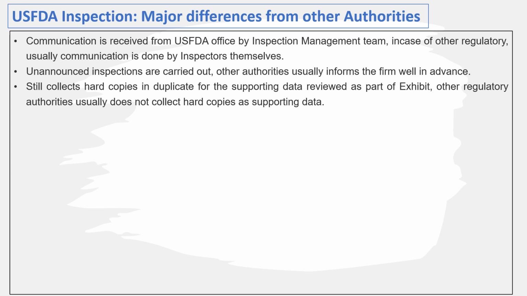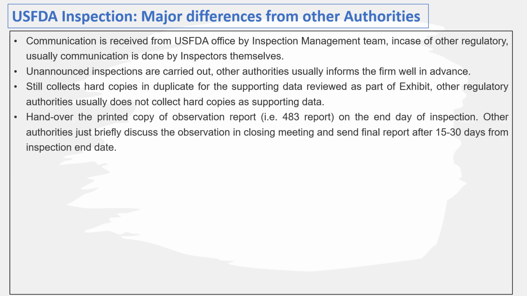During the course of inspection, the USFDA still collects hard copies of data and duplicates of supporting data as an exhibit. Other regulatory authorities usually prefer it on a pen drive, in PDF format. Now USFDA has also started collecting it in PDF format, but traditionally hard copy data are collected and still preferred by the USFDA. They hand over the printed copy of the observation report on the end day of the inspection. So this is a very important point. The 483 report is printed, signed and handed over to the site management on the last day of the inspection.